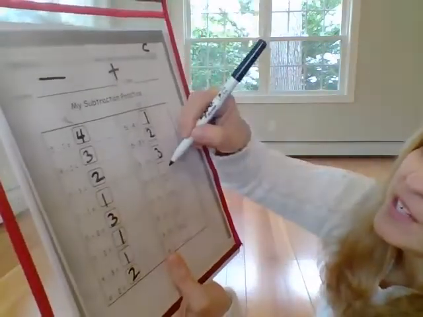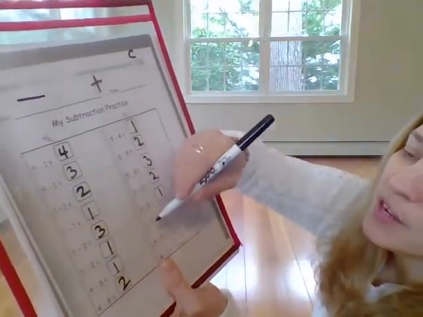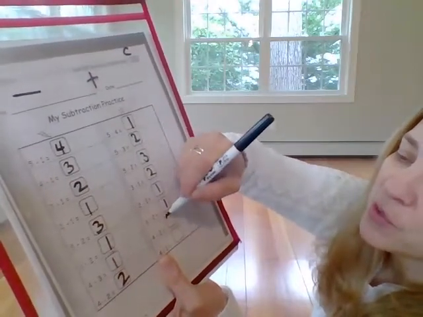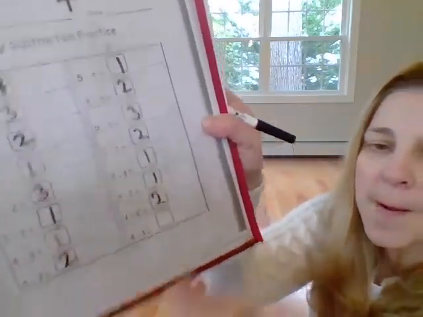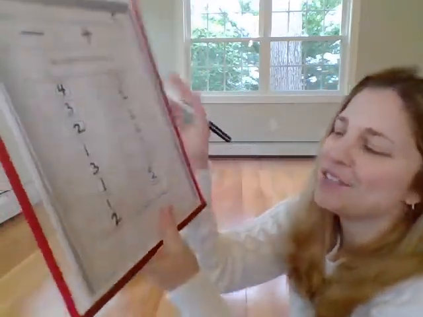3 minus 1 is 2. 2 minus 1 is 1. 3 minus 2 is 1. 4 minus 2 is 2. And 4 minus 1 is 3.